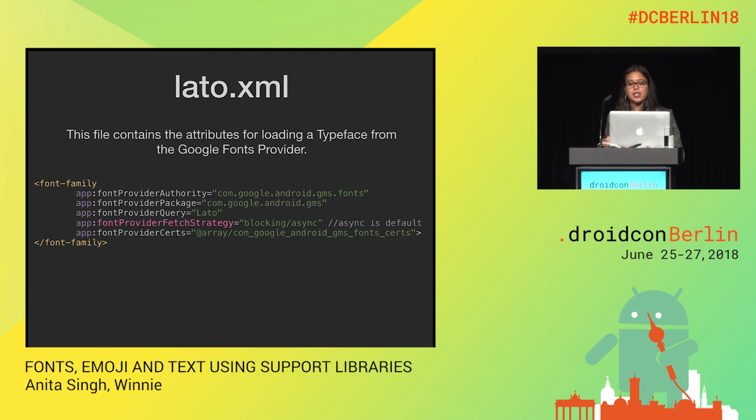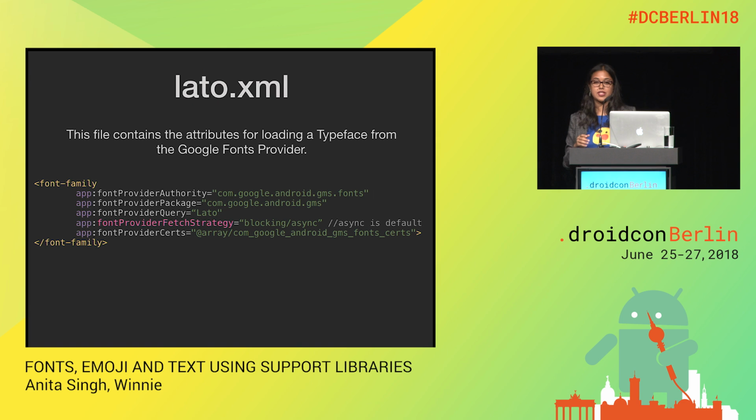You might be wondering, why would I ever use blocking? Well, there could be uses for it. For example, let's say you have a custom view that is not a text view, and it's drawing some text, and you want to set the typeface on it. So one way to do that would be to implement the font family property so that you can set it in XML. But if you did that and you used async, it would actually fail.